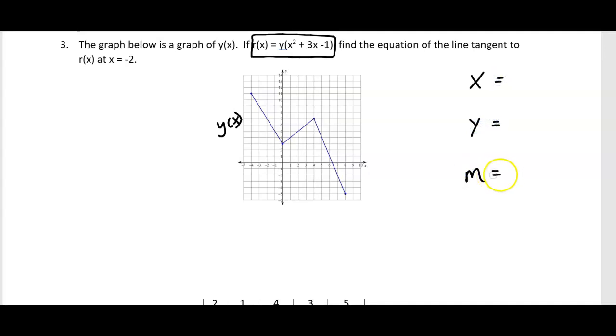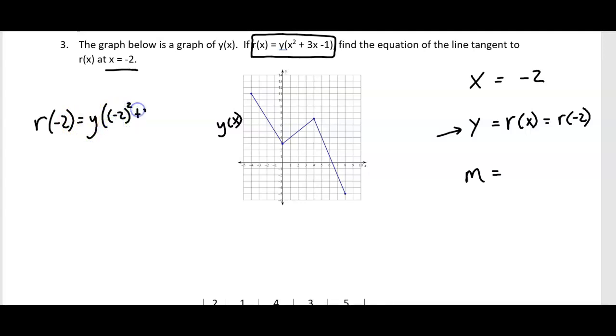Now, the unfortunate thing here is that this y value is not the same thing as this y, okay? We want to be careful not to get those mixed up. This y value really means r of x, okay, the output value for r. Now, x is negative 2. That's nice. So y is r of negative 2. So let's go ahead and plug that in here. So r of negative 2 is equal to y of negative 2 squared plus 3 times negative 2 minus 1.